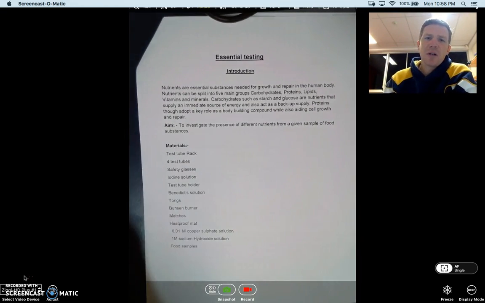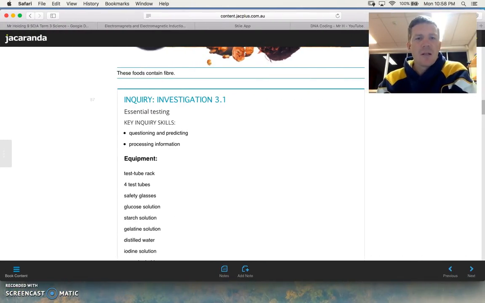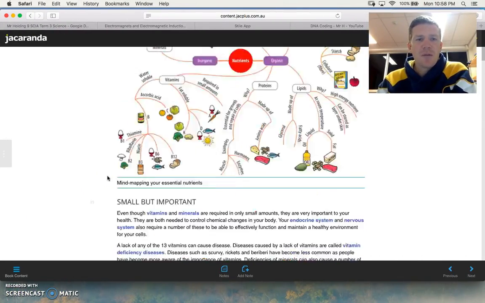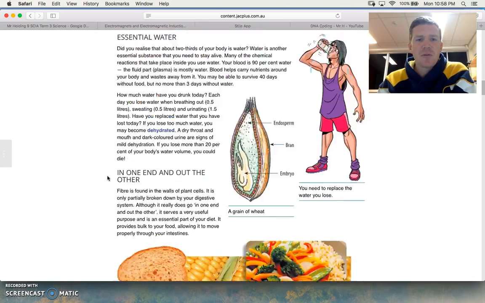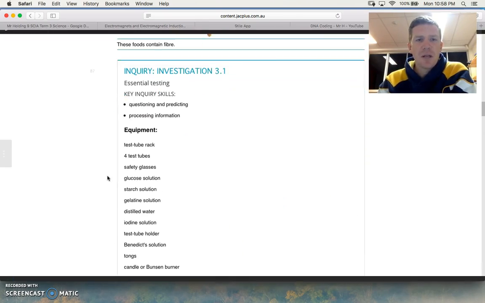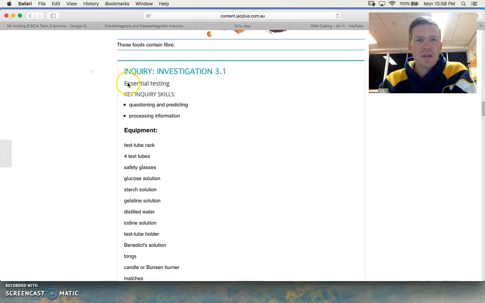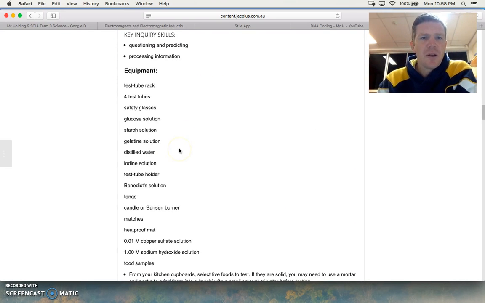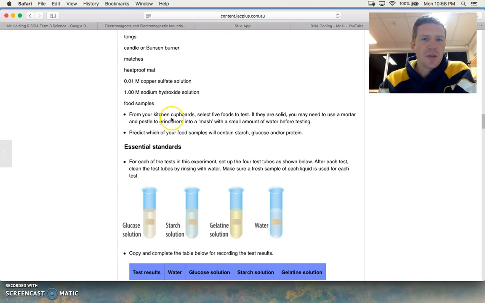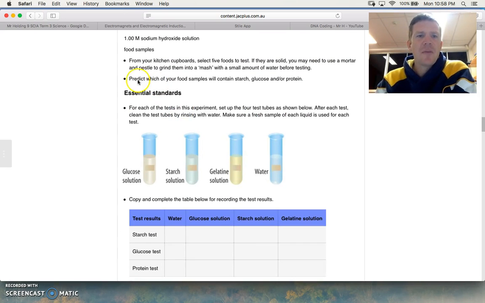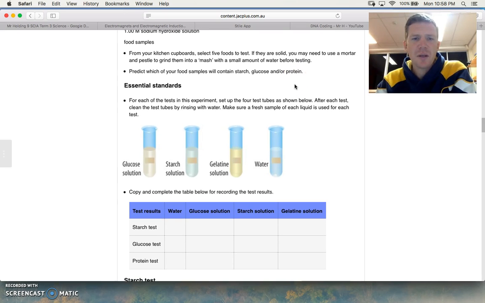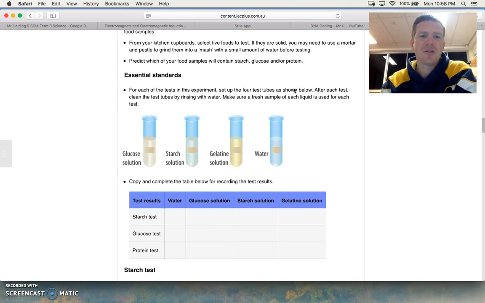Now, the experiment we're actually going to do is investigation 3.1, which is in chapter 3.2 of Jack Plus. Okay, so if we look here, the title is Essential Testing, Investigation 3.1. There's the equipment, and it says, from your kitchen cupboard, select 5 foods to test. We will give you that. If they're solid, you might need to break them down. And the purpose is to predict which of your food samples contain starch, glucose, and protein. Okay, so we're testing for those 3 things.